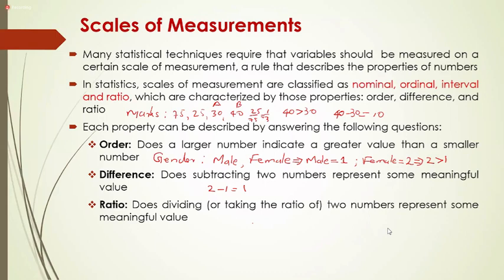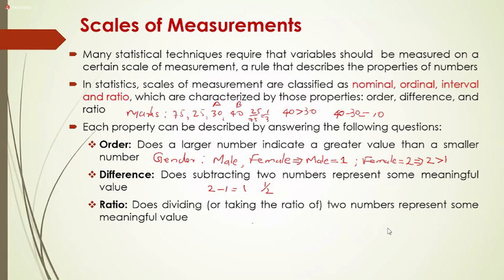So it is meaningful. But here, if we make 1/2, half, is it meaningful for the gender case? No, it is not meaningful. Male over female, can we say anything? No. So for gender, order is not meaningful, difference is not meaningful, ratio is not meaningful. But for marks, all three are meaningful. Order is meaningful, difference is meaningful, ratio is meaningful.